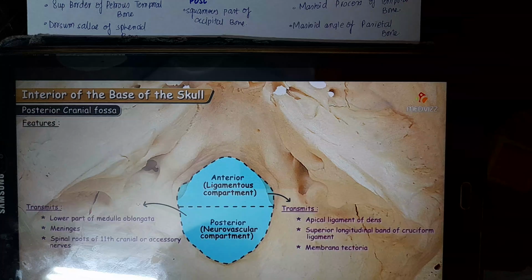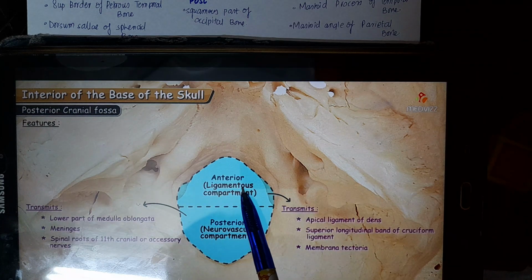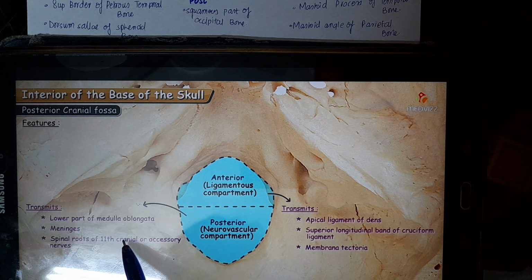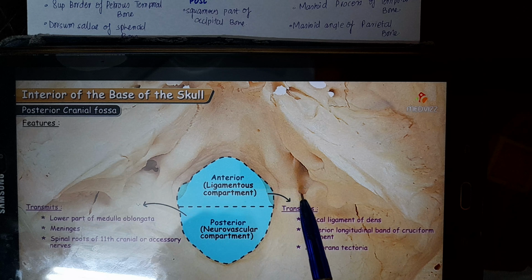glossopharyngeal nerve. So now we have the foramen magnum, which is divided into an anterior and posterior portion. We are only concerned with the posterior portion because it's a neurovascular compartment and it lodges the 11th cranial or the accessory nerve. And this foramen, the jugular foramen, was lodging the 9th, 10th and the 11th cranial nerves.